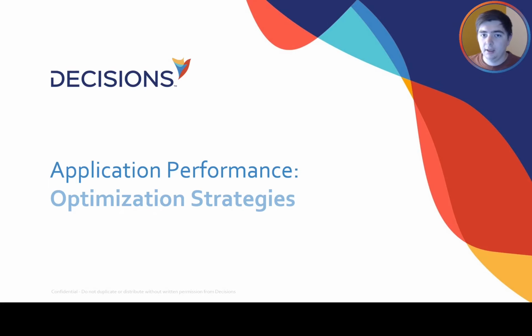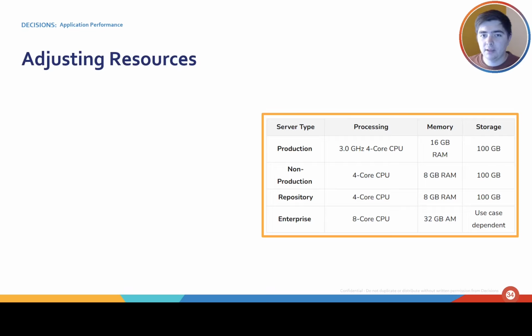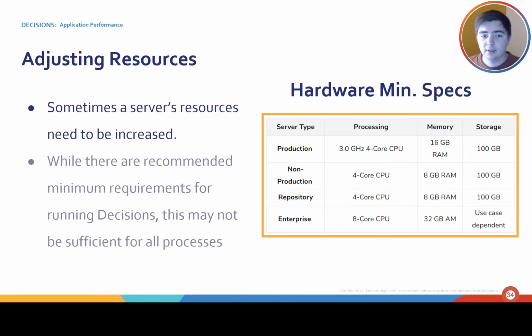Hello everyone. In this video, we are going to be walking you through another optimization strategy, adjusting resources. So, perhaps you have already implemented some good design logic, you have utilized asynchronous and parallel processing, as well as caching to your advantage. However, there are still too many performance bottlenecks at particular parts of the platform. Sometimes the server's resources do need to be adjusted accordingly for the process that you are trying to utilize.